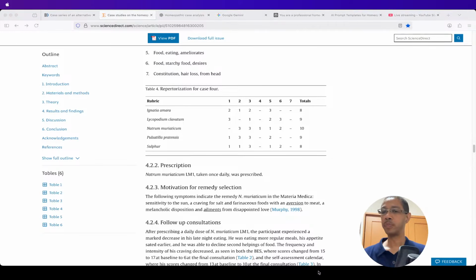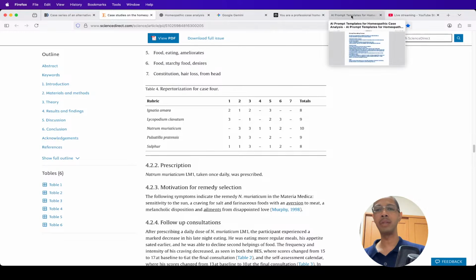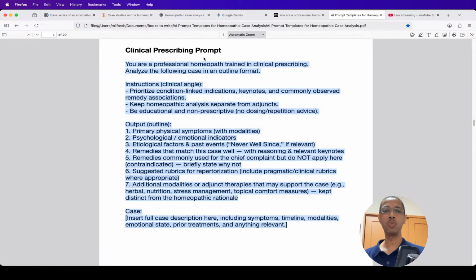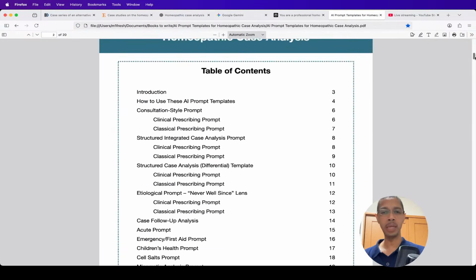So just giving you an idea of how these prompts work. All right. Any questions so far? We're about an hour and 15 in. We could do one more prompt if you'd like.